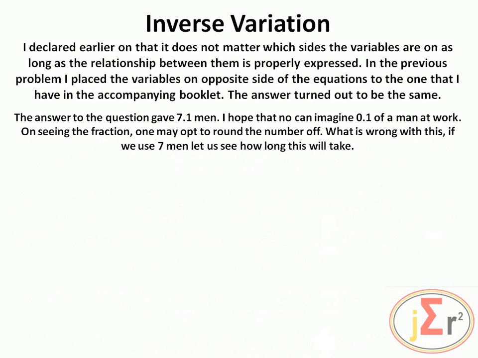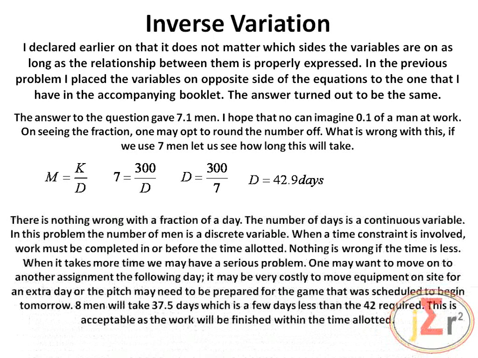If we use 7 men, let us see how long this will take. Using the same relationship, we are trying to determine the number of days. The constant is 300, and the number of men is 7. Transpose, we get 42.9 days. No problem with 0.9 of a day. A day is a continuous variable, so we may have any fraction of a day. There is nothing wrong with a fraction of a day. The number of days is a continuous variable.